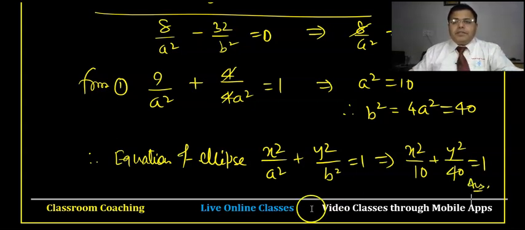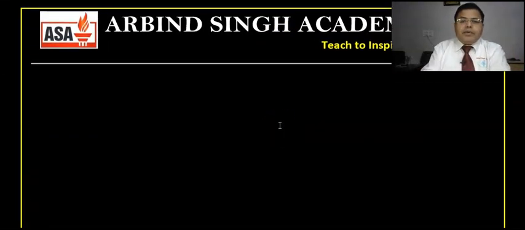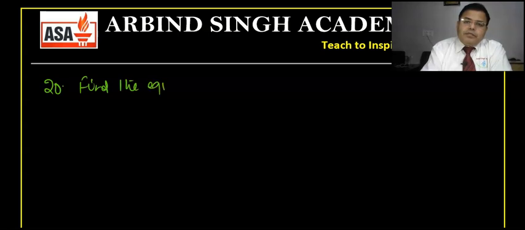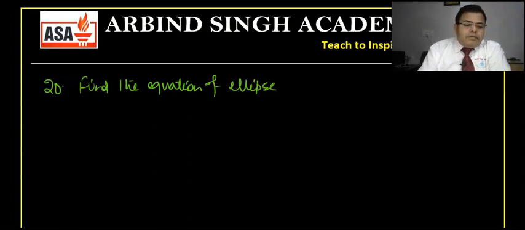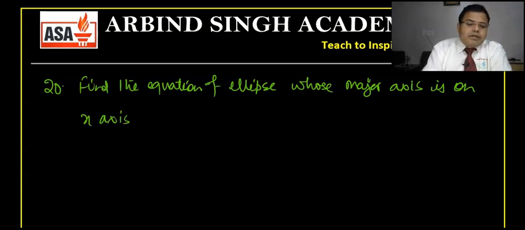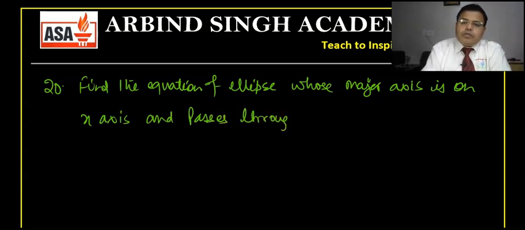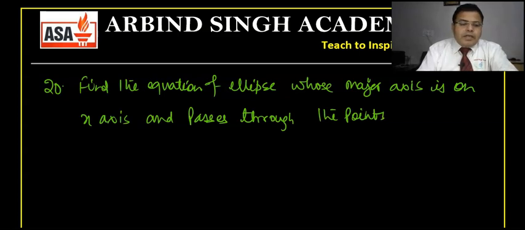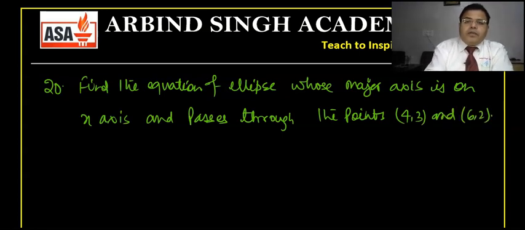So, I hope you got it. Now, there is one more question, and that is question number 20. So, let us discuss that. Question number 20 is, find the equation of ellipse whose major axis is on x axis and passes through the points 4, 3 and 6, 2. So we can solve it.